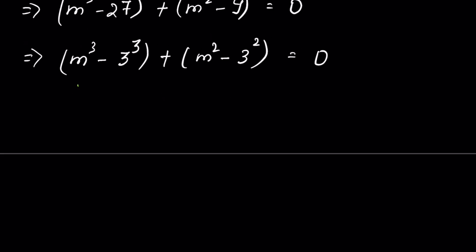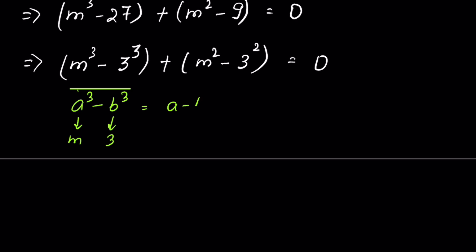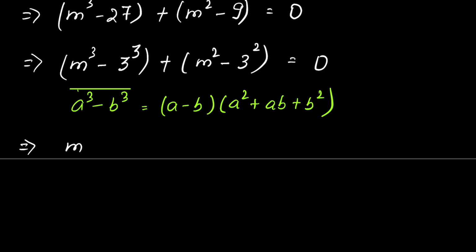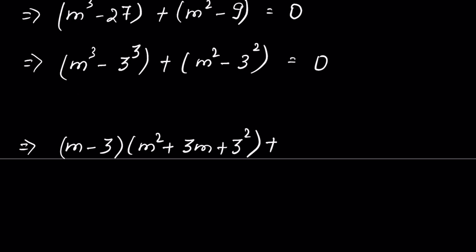Now this is in the form of a cube minus b cube. If you consider a as m and b as 3, a cube minus b cube we can expand as (a minus b) times (a square plus ab plus b square). So let's expand it: m minus 3 times m square plus 3m plus 3 square, then plus again this m square minus 3 square.